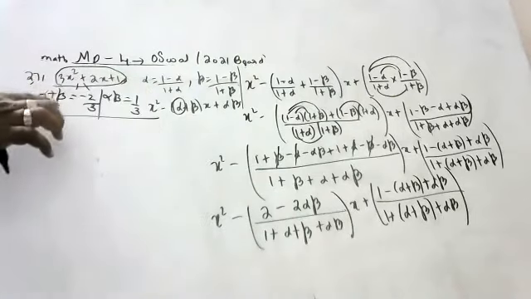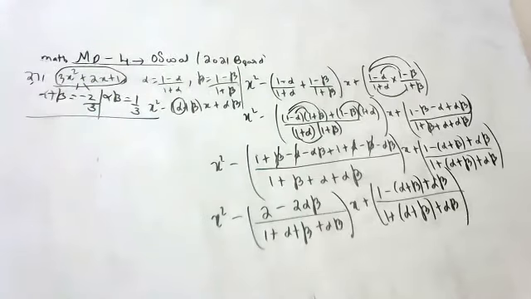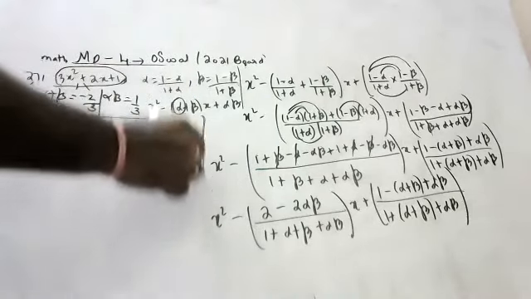Wherever alpha plus beta is there, put minus 2 by 3. Wherever alpha beta is there, put 1 by 3. That's all, children. I'm doing slowly, all of you kindly listen, children.